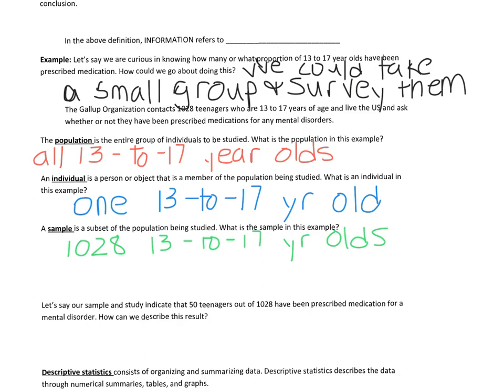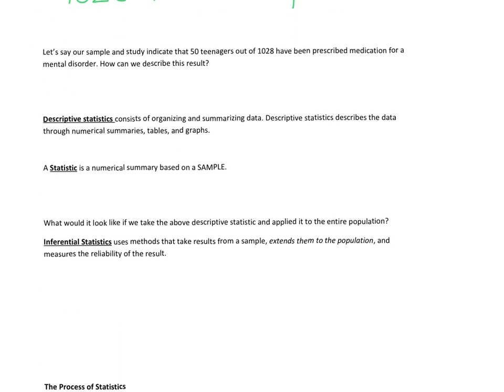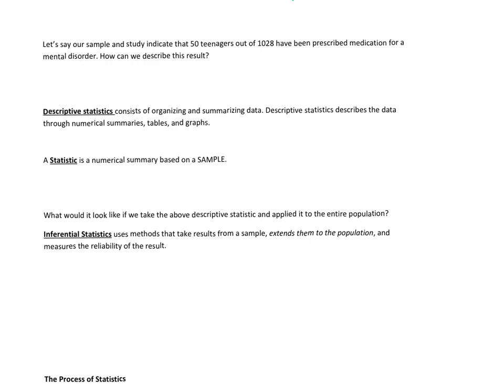All right, so let's say after we've gathered our sample and given our survey, we get some results back. And let's say our sample and study indicate that 50 teenagers out of 1,028 have been prescribed medication for a mental disorder. What is one way we can describe this result? Well, one way is we can look at the proportion of teenagers that have been prescribed medication. So that would look like 50 teenagers out of 1,028. All right, we can leave it as a fraction like that, proportion.